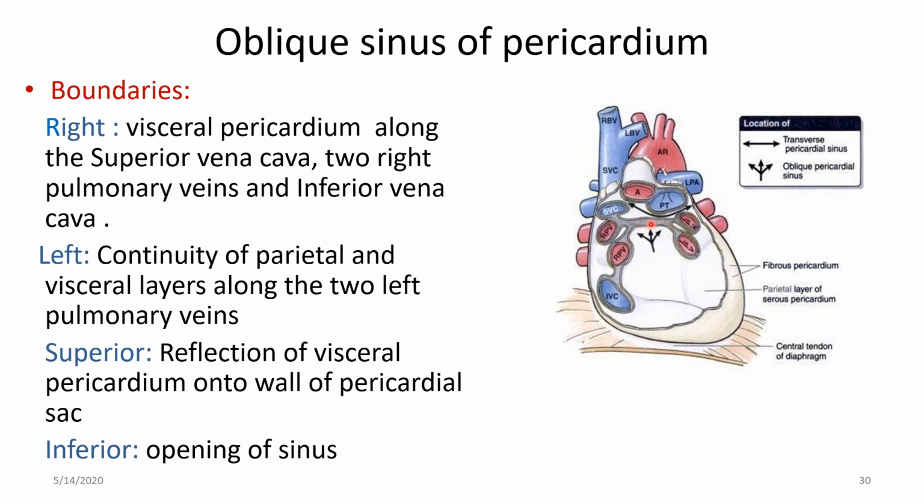And superiorly, the boundary is the reflection of the visceral pericardium onto the wall of the pericardial sac. Inferiorly, the oblique sinus is open. So the right boundary is this part. This is the left boundary, and this is the superior boundary, and the inferior boundary is open.